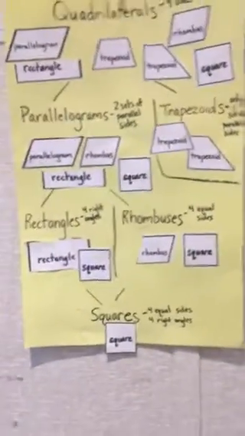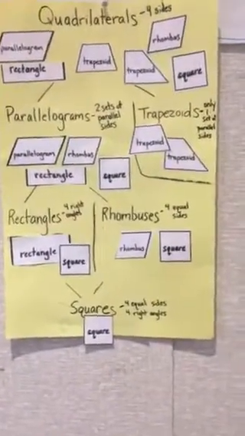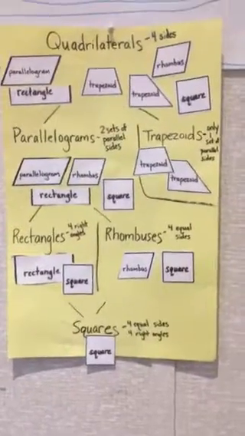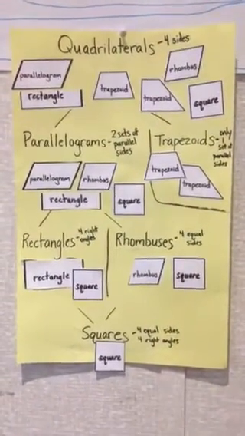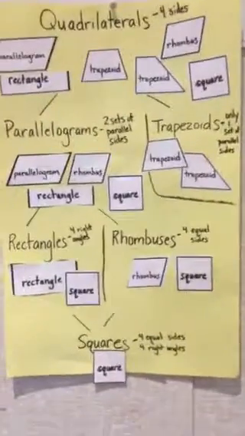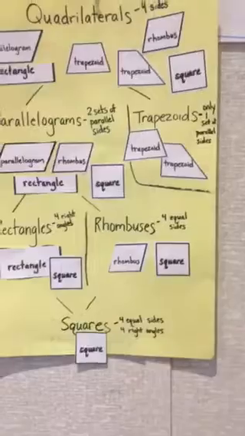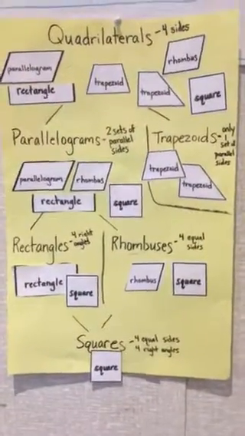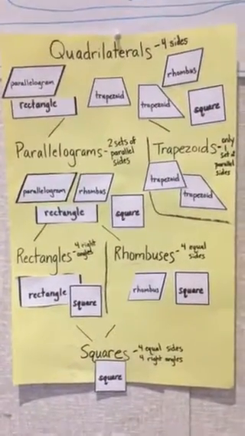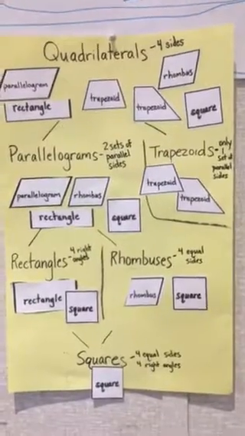Another type of special parallelogram is a rhombus. Rhombuses have to have four equal sides. Sometimes people think they have to be like a square that kind of fell over. They might call it a slanty square, but that's not true. A rhombus could be a square. It just has to have four equal sides.